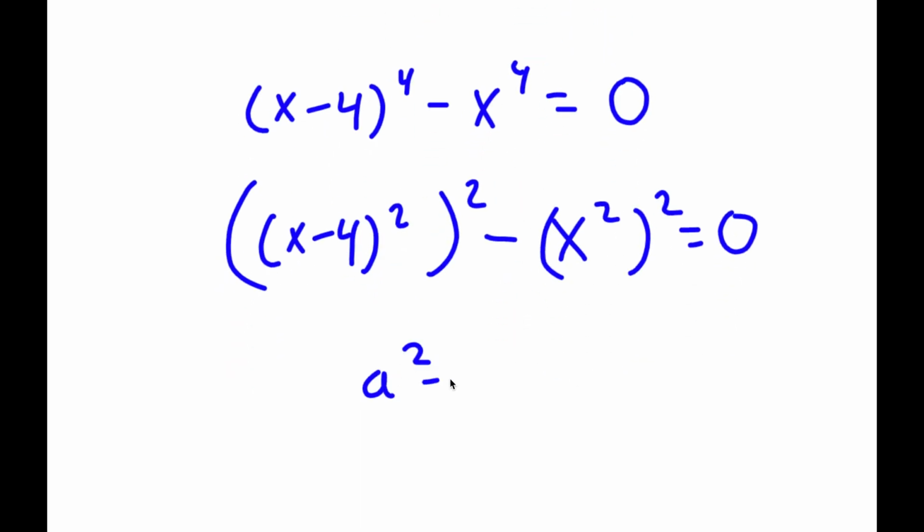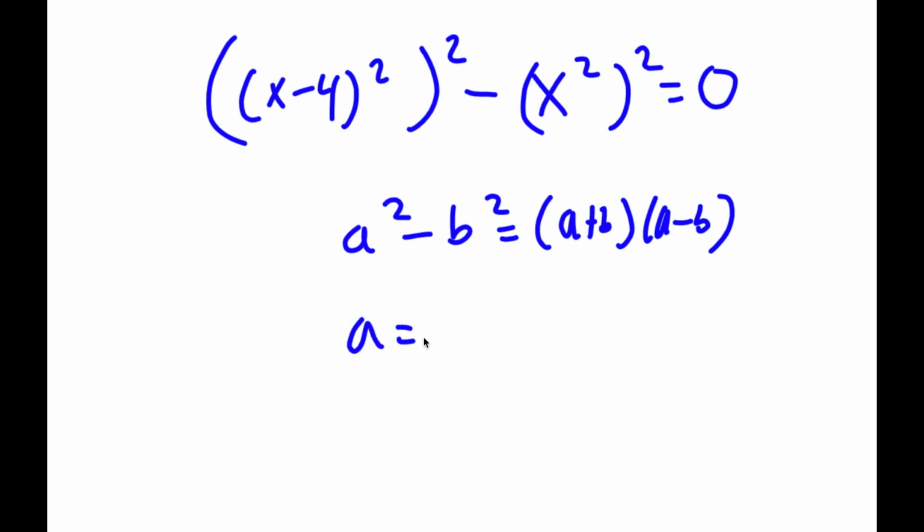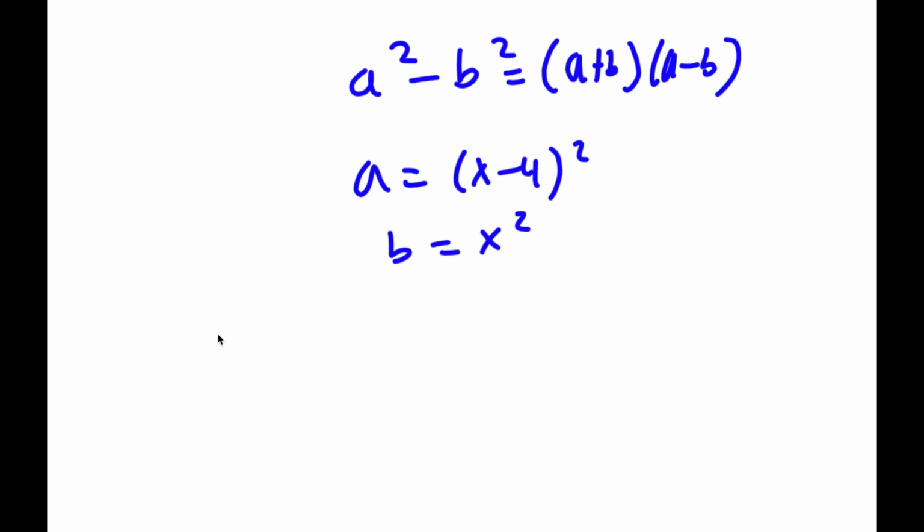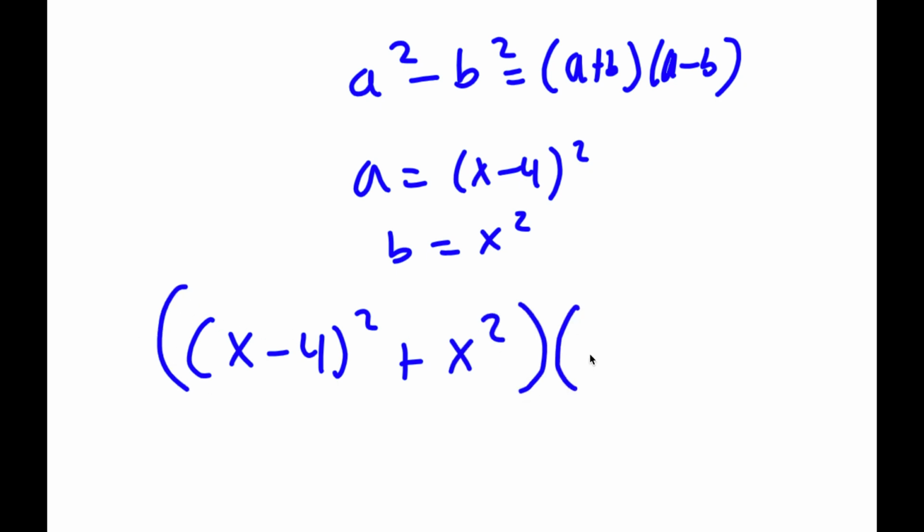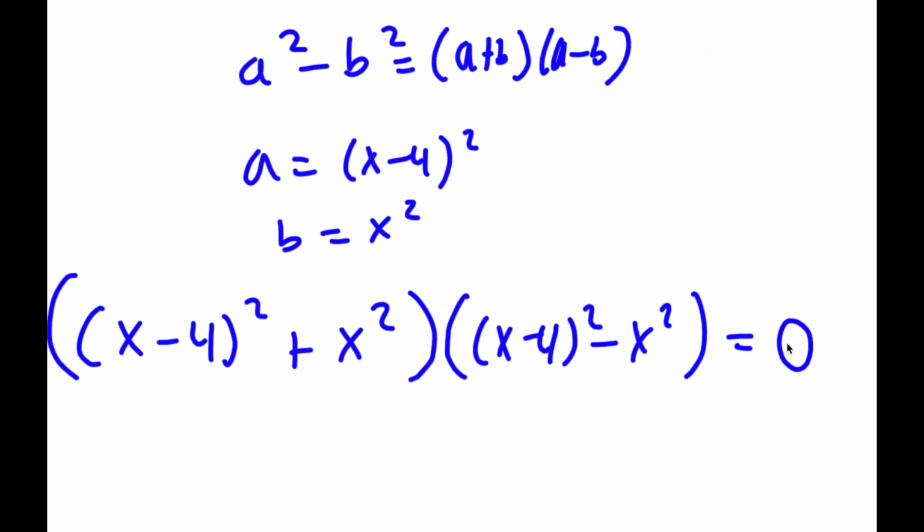Now, if I have something in the form a squared minus b squared, this is equal to (a plus b) times (a minus b). In this case, a is equal to (x minus 4) squared, and b is equal to x to the power of 2. So now I have ((x minus 4) squared plus x squared) times ((x minus 4) squared minus x squared). This is equal to 0.